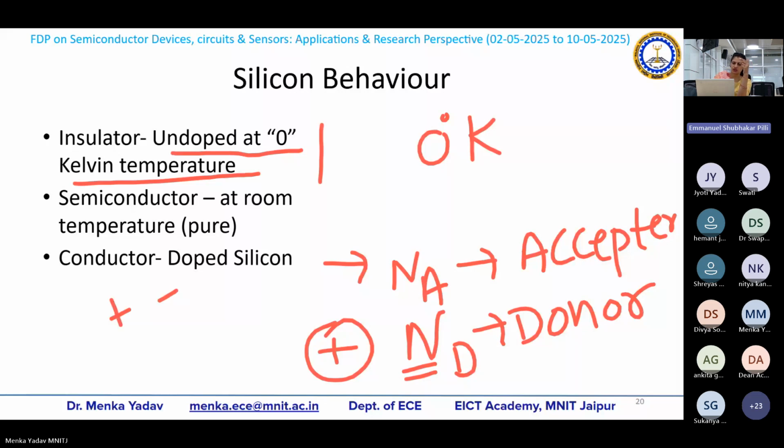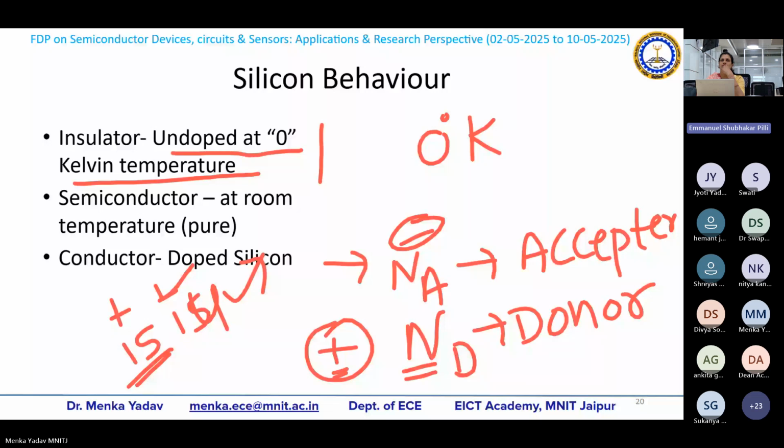Let's say for phosphorus there were 15 electrons and 15 protons. One electron is gone away, so one proton is extra. So this is a positively charged ion. And likewise, this is negatively charged. Acceptors are going to accept one electron, so it is a negatively charged ion. Because it has taken one electron, it is having negative charge on it. Protons are fewer than the electrons, right?